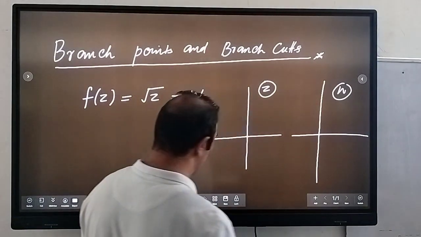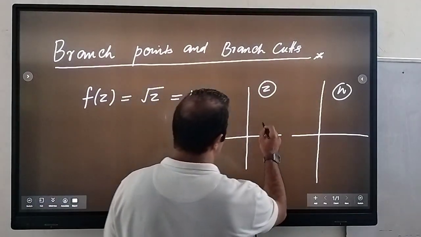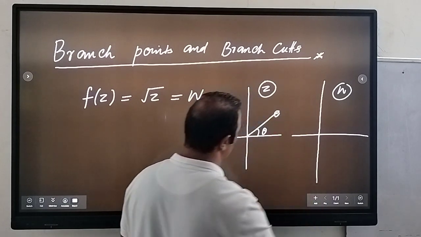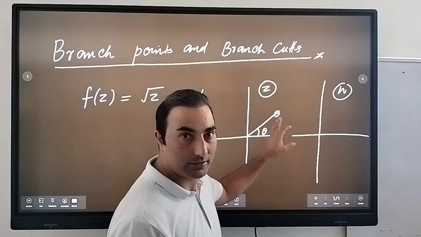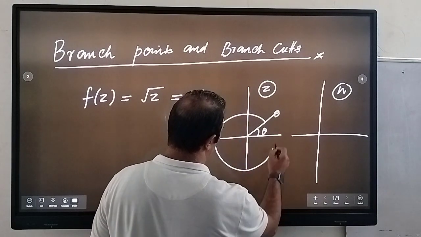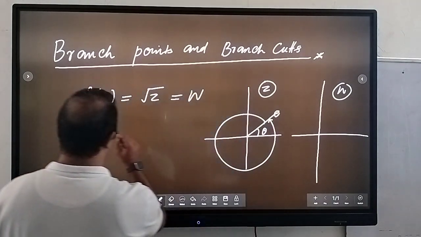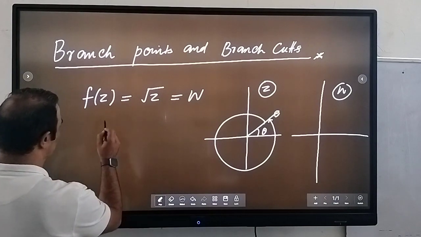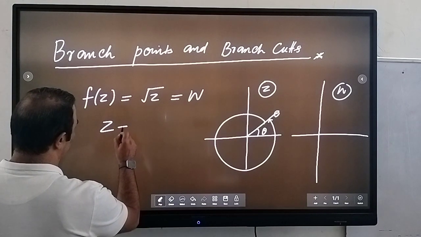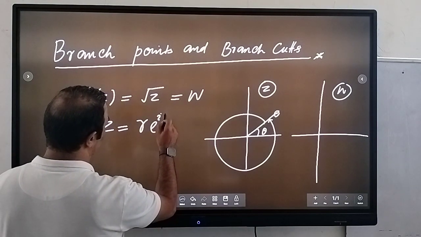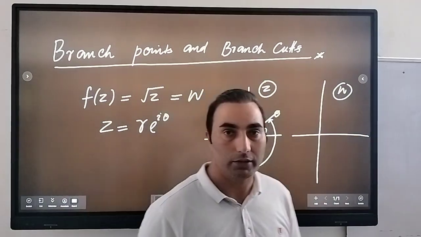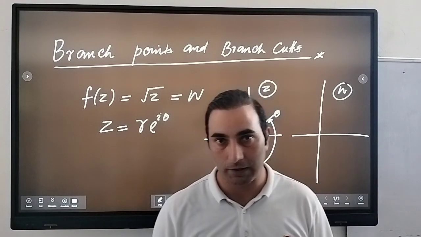So if we consider some point here, we are saying that the argument of this is theta. If you rotate this from 0 to 2 pi, it makes a complete rotation. Because we know that z equals r e^(iθ), this is how you write the complex number in polar form, because you can write that it is equal to r cos theta plus i r sin theta, right?